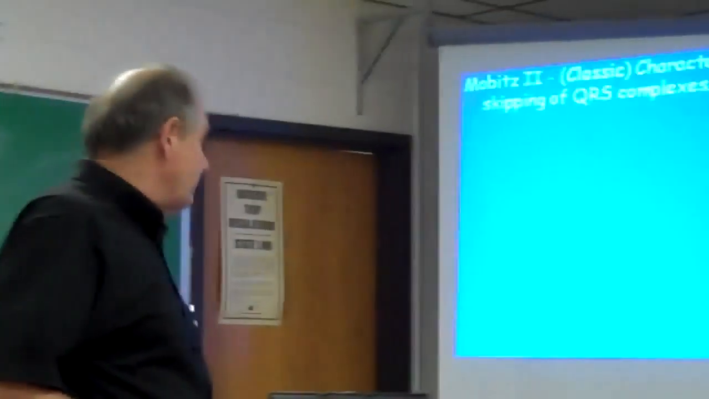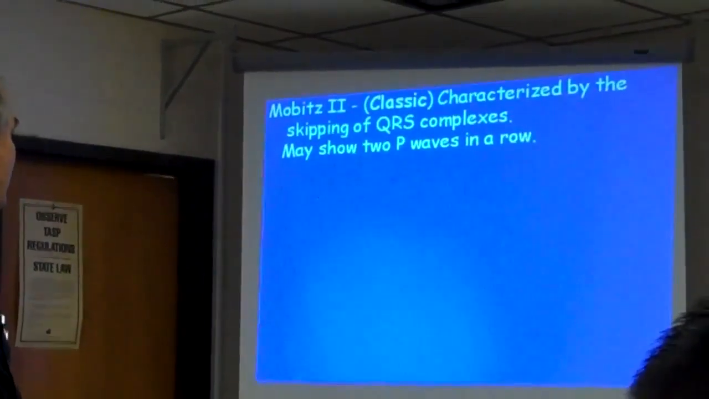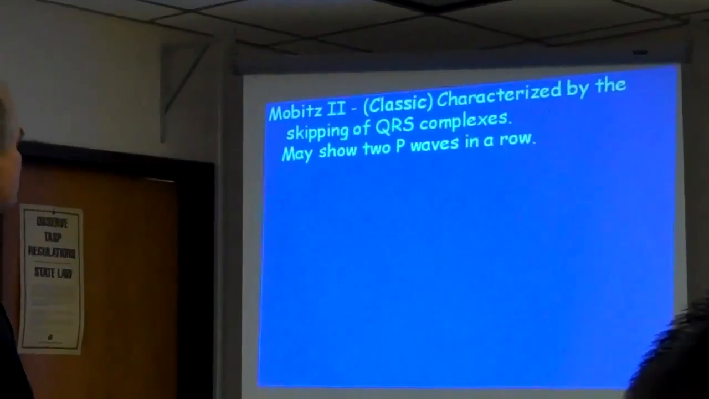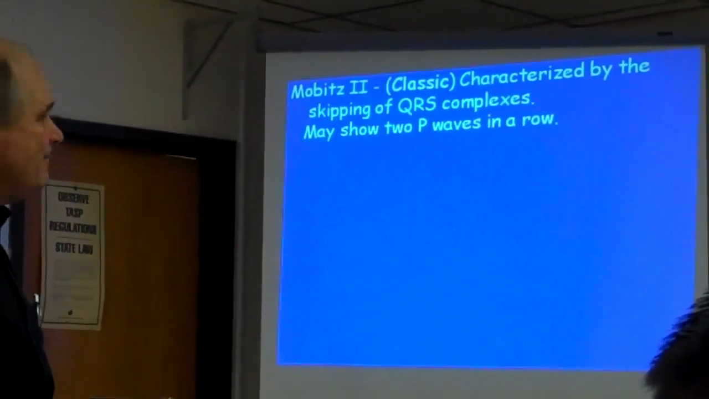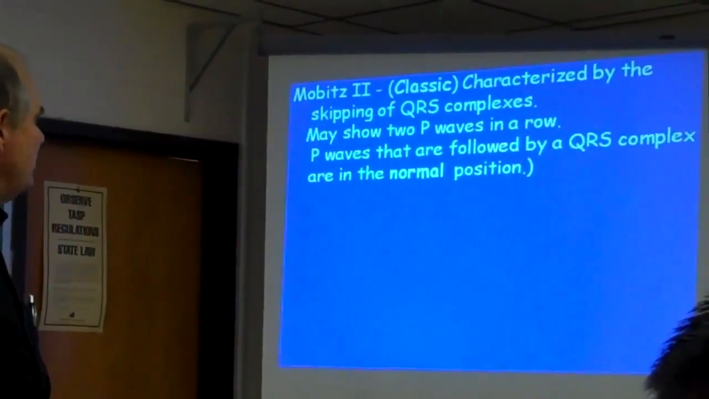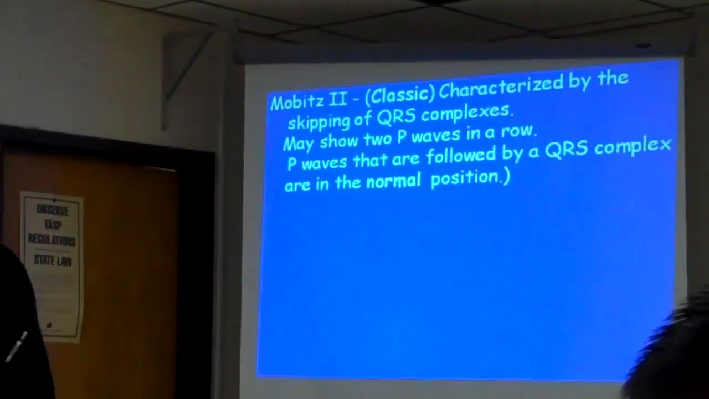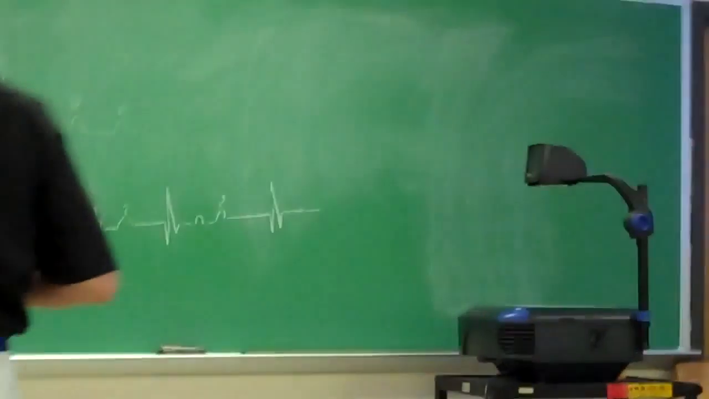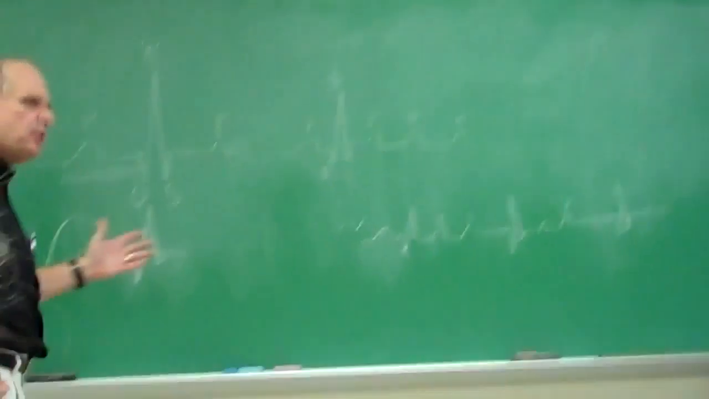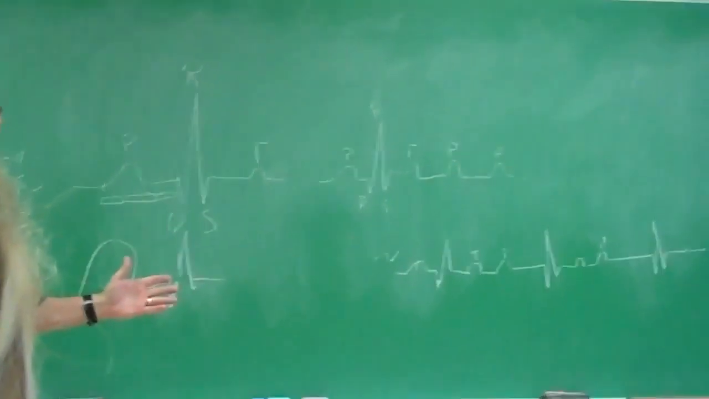But anyway, everybody, the Mobitz 2, characterized by skipping of QRS complexes, may show 2. Now, here's the deal. Okay, now here's what you've got to ask: how do you know the difference between a Mobitz 1 and a Mobitz 2? How would I recognize that?